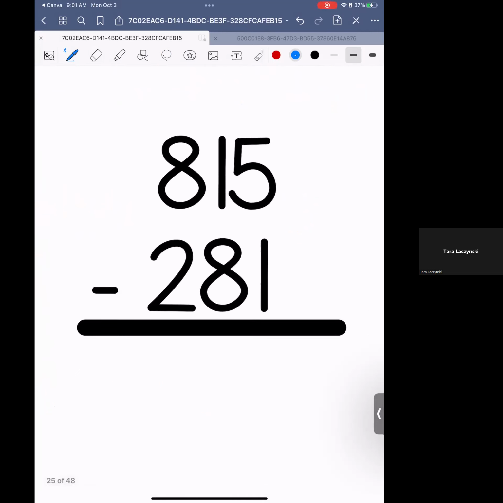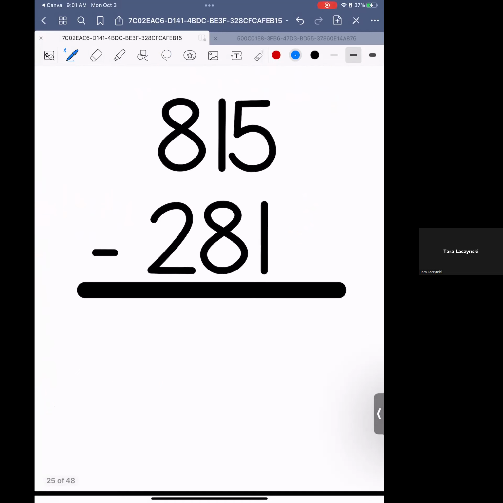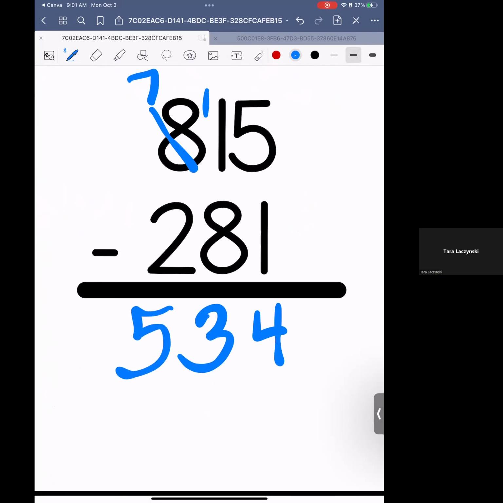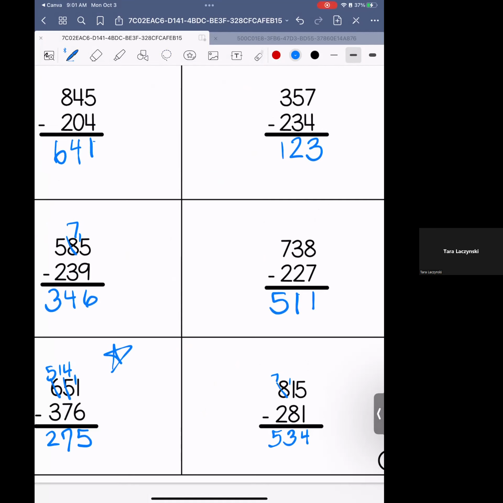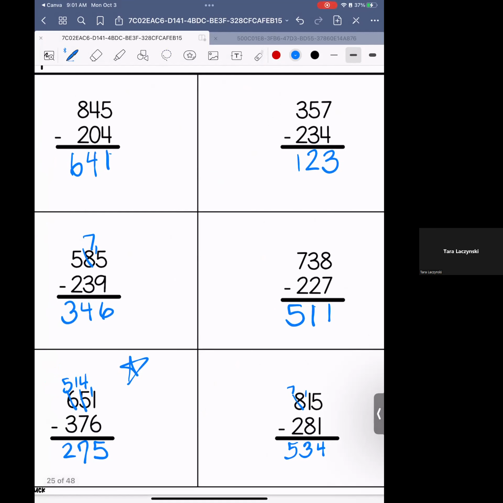815 take away 281. 5 take away 1 is 4. 1 take away 8 I can't do. I go next door. I borrow. 11 take away 8 is 3. 7 take away 2 is 5. 534. That brings us to the end of page number 3.